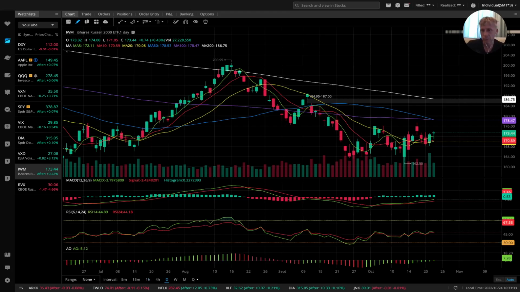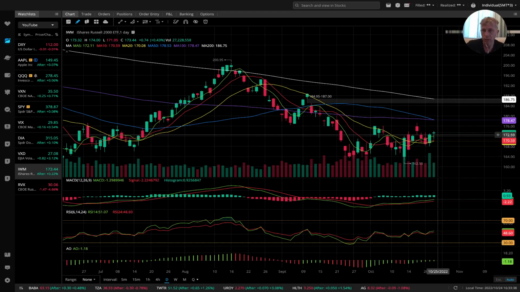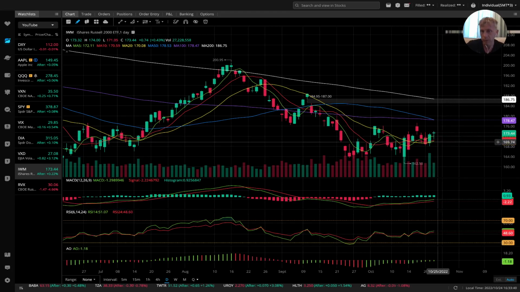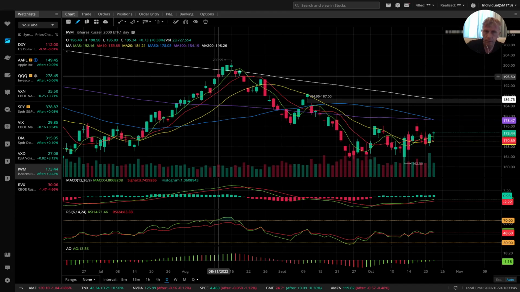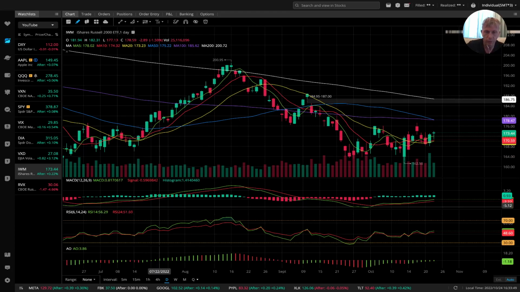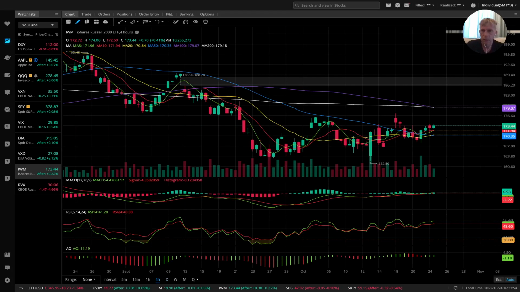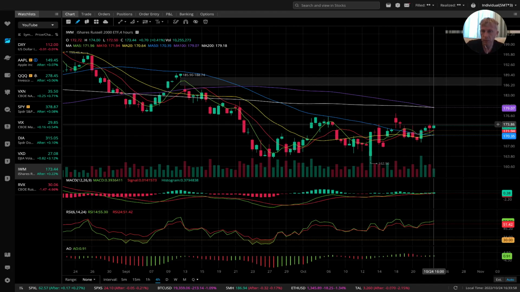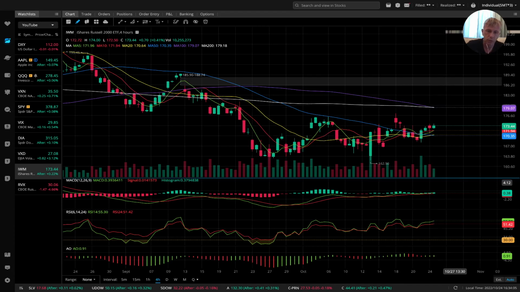Daily for Russell 2000, bullish signal on all indicators, but the last bar closed above 5, 10, and 20. Bullish signal. MA200 is still downtrend. MA100 is still downtrend. Bullish signal on daily. 4 hours bullish signal on all indicators. Bar above all moving averages except 100 and 200. Bullish signal on 4 hours.